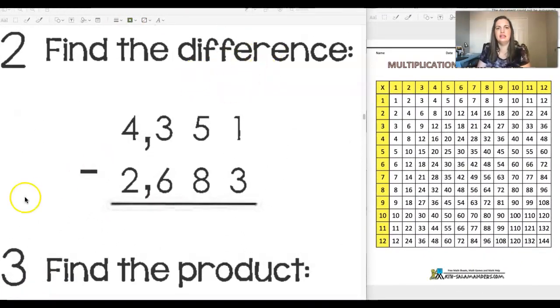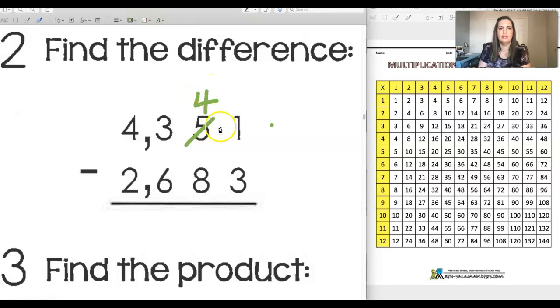Number 2, find the difference. The difference is the answer in subtraction. 1 subtract 3. If you only have one item, you cannot take 3 away. So we need to go over here to the tens place, take one of the tens, so that leaves me only 4. Unbundle it into 10 ones. 10 ones plus the one I already have equals 11 ones. 11 subtract 3 equals 8.